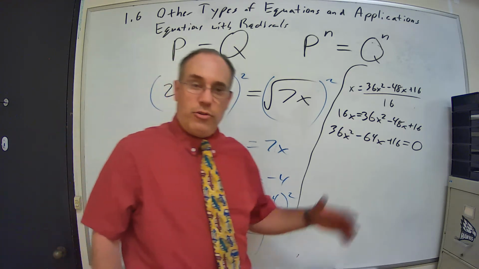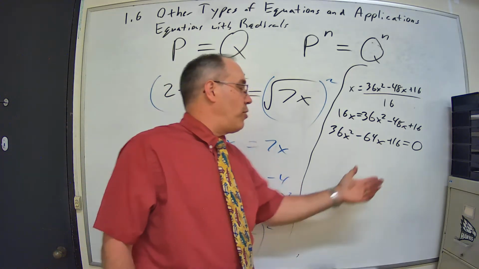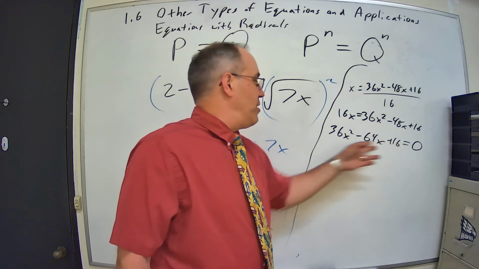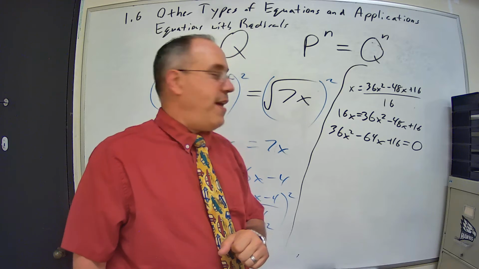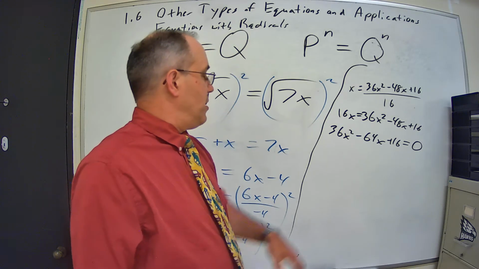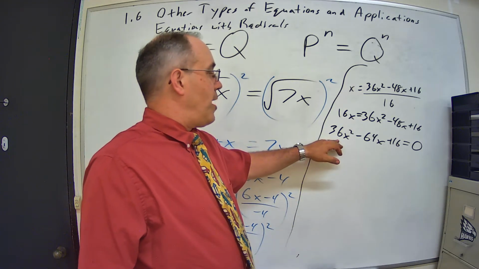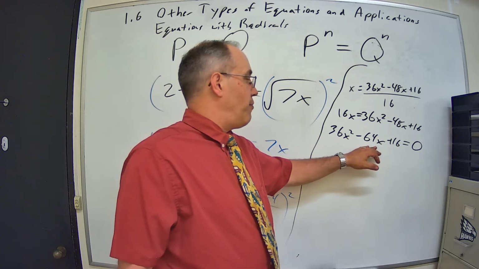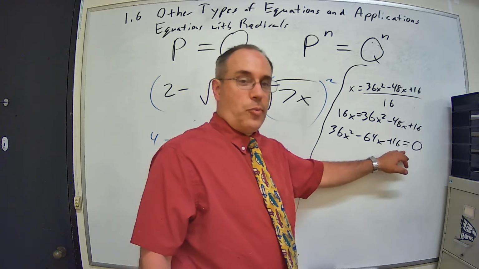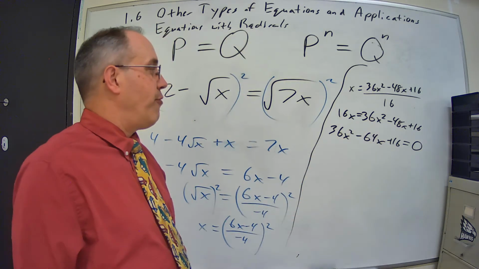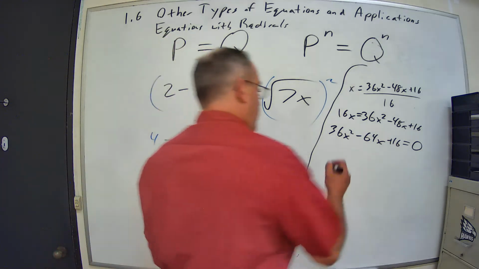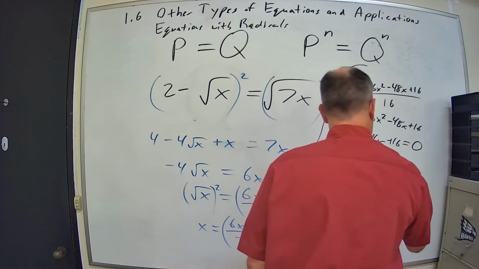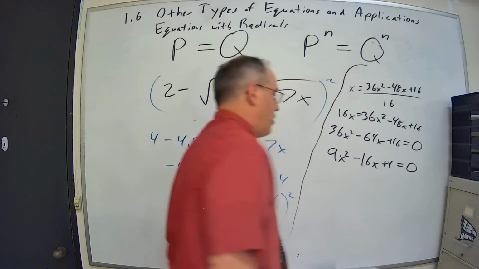At this point, I could plug this directly into the quadratic formula, but I do notice that I have a common factor here that I can pull out. Well, 36 is divisible by 4. It's divisible by 9. 64 is divisible by 4, not divisible by 9. 16 is divisible by 4, so I'm just going to divide out that 4 right now to save myself some effort. So that gives me 9x squared minus 16x plus 4 is equal to 0.